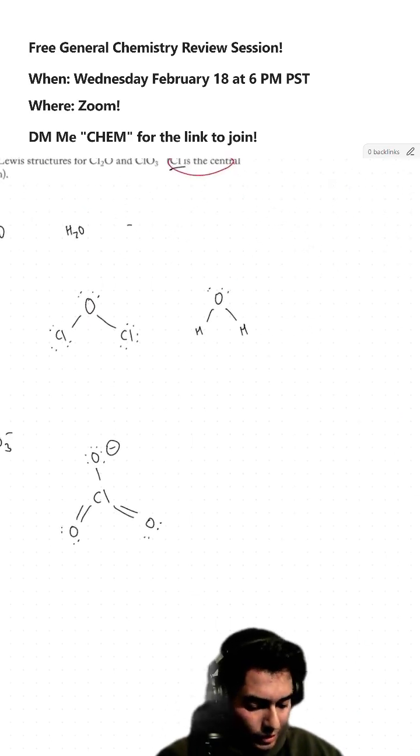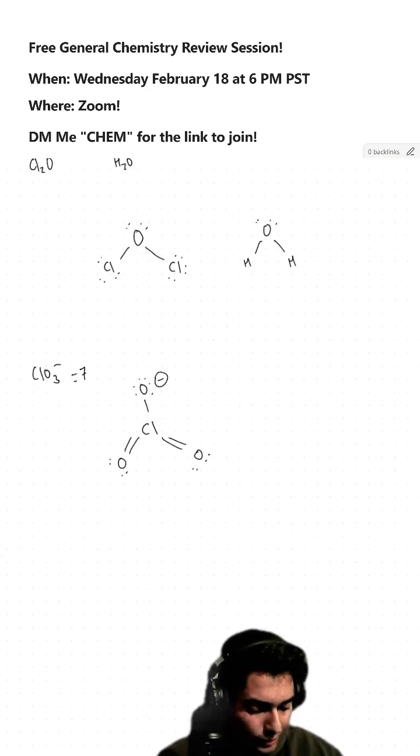So how many valence electrons do we have here? I have 7 plus 6 times 3 plus 1. So I have 8 plus 18, which is going to be 26.